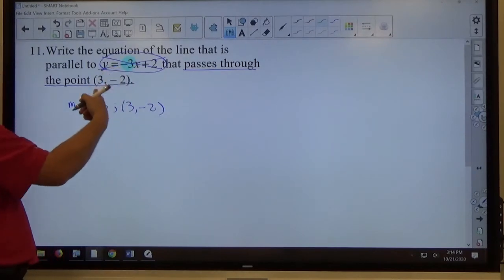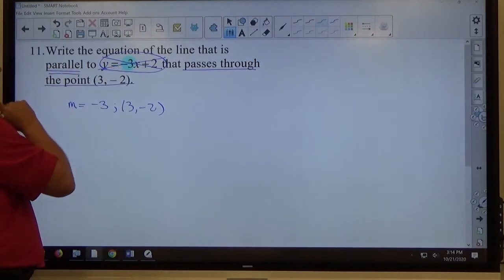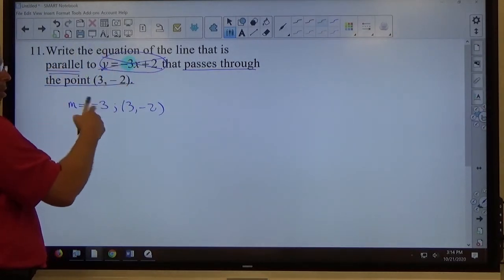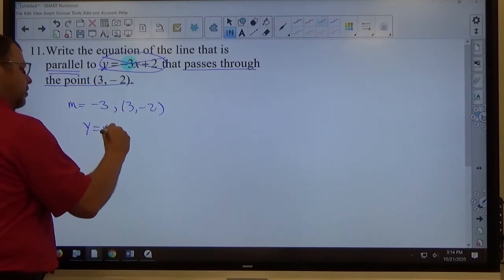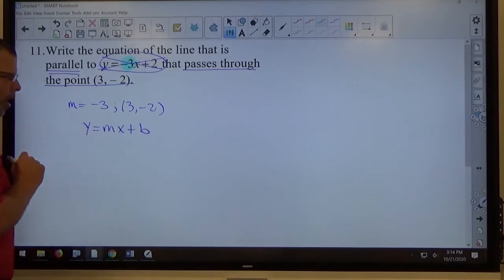So get the slope from here. It says parallel. Parallel lines have the same slope. Slope is negative 3, slope is negative 3. Then identify the point. Go to y equals mx plus b, because every line fits that model.